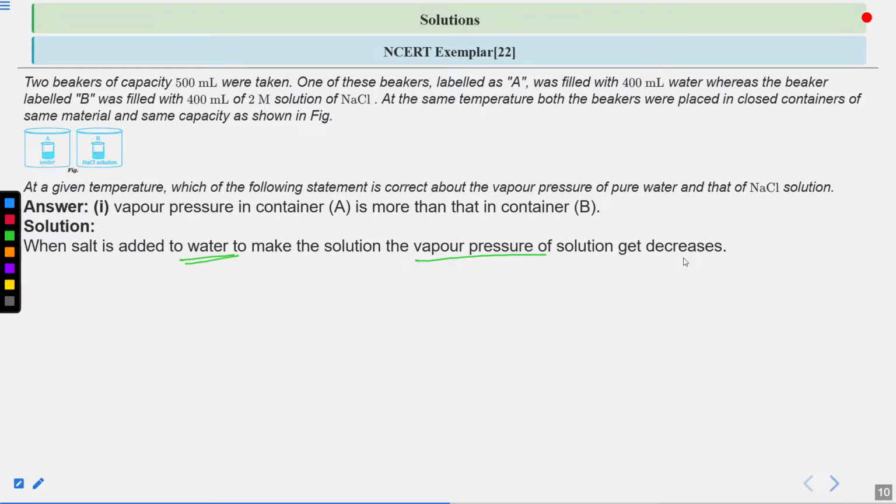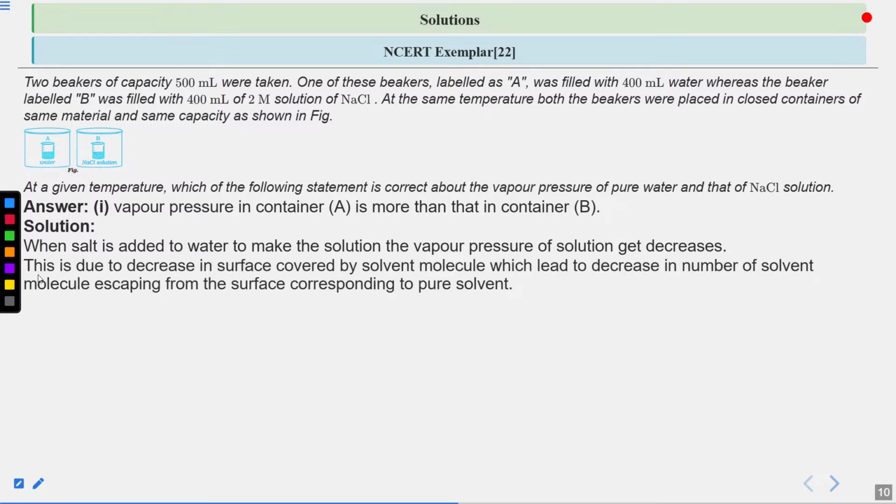Now, what is vapor pressure? The pressure exerted by the vapors present just above the liquid. In mathematical terms, the vapor pressure of a solution is the product of the mole fraction of the solvent and the pure solvent vapor pressure. So it is saying that when you add the salt, that is NaCl, to the water, it will make a solution, and the vapor pressure of that solution will decrease.